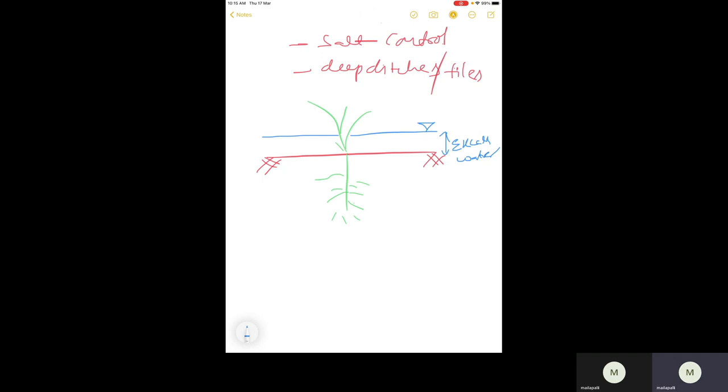For removing the excess water, you need to provide some ditches. I'm showing the cross-sectional view, and this is the ditch. If you provide the ditch, the water will run off into the ditch, finally be collected, and be drained out using the main drainage system. We will talk about those components later.